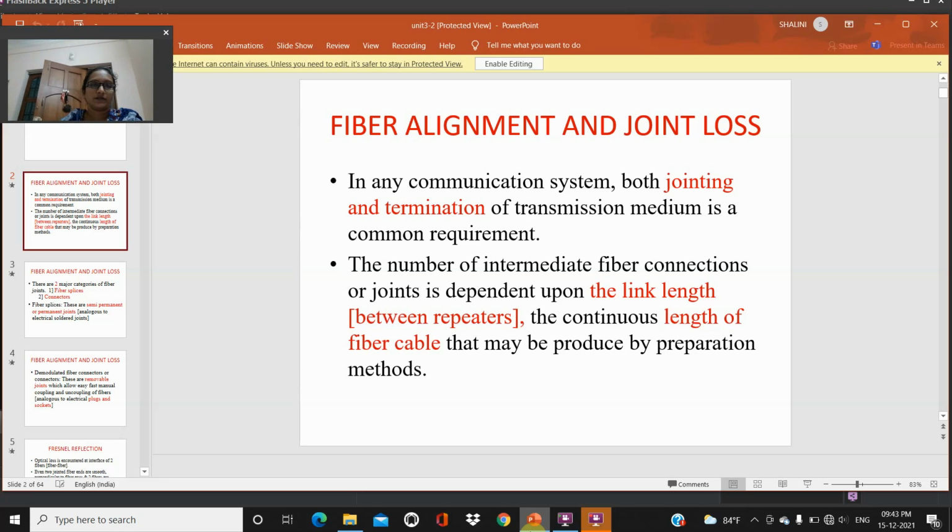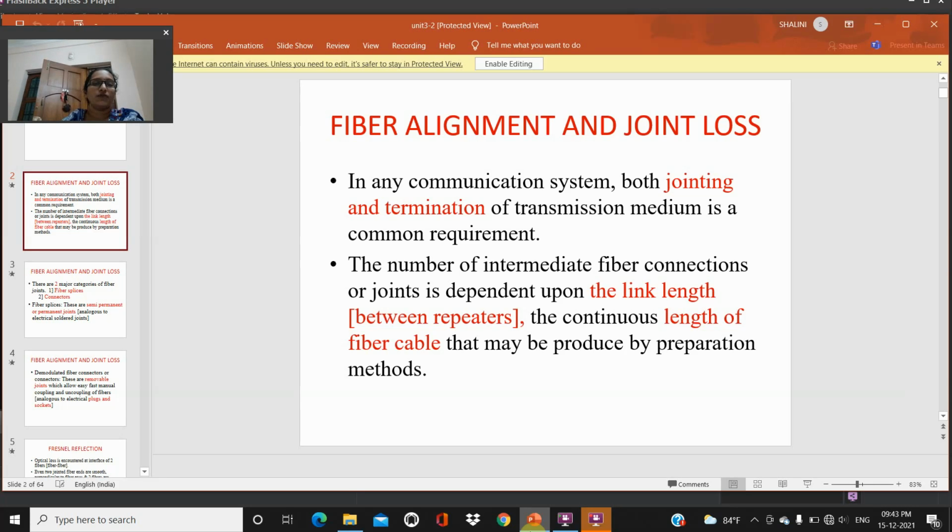Good evening, friends. Today we are going to discuss fiber alignment and joint losses: how the optical fiber should align, and by joining, how the losses are obtained. In any communication system, both jointing and termination of the transmission medium is a common requirement.